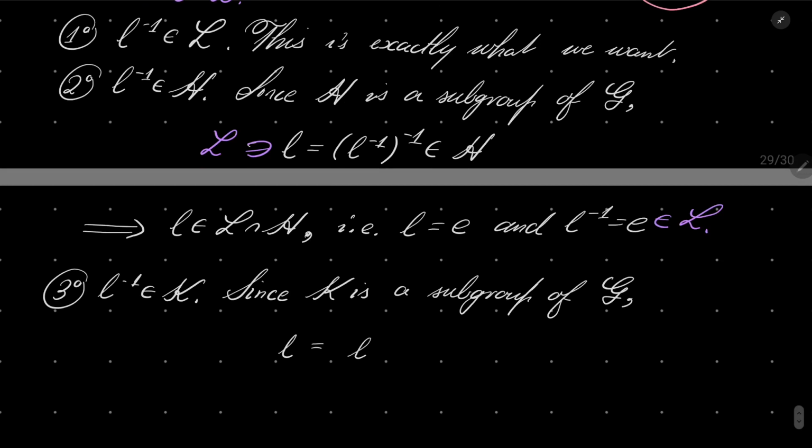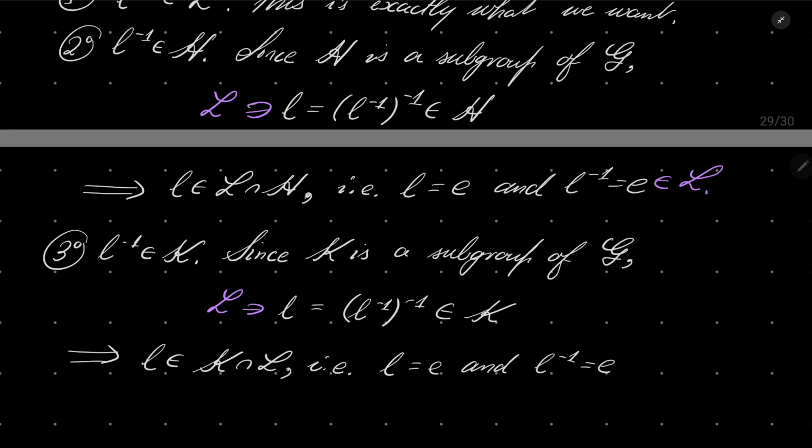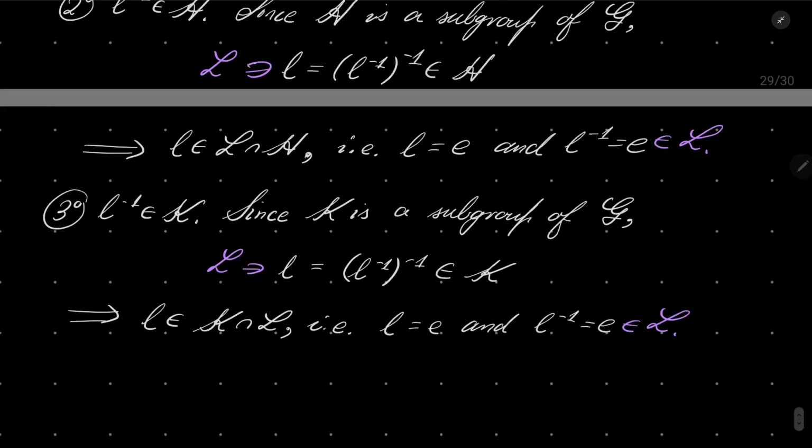L equals L inverse inverse, and it's both in K and in L. So L is in the intersection of K and L, i.e. L is E, and L inverse is also E, and it's in our group L. That closes the proof of our first claim.